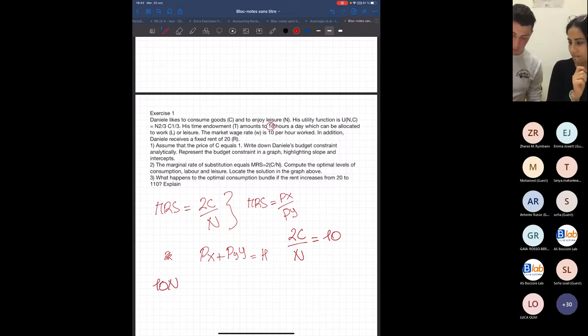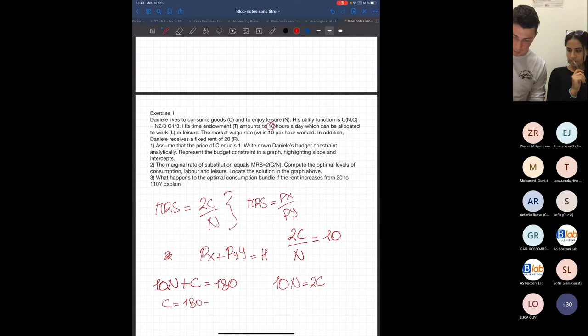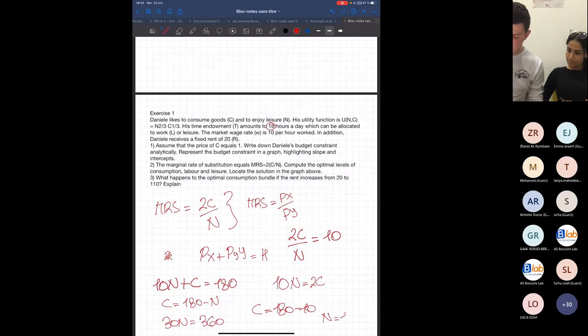Then we bring this into the expression that we used at the beginning when we talked about the budget constraint, and we get that 10N plus C is equal to 180. Since we know, guys, that 2C over N is equal to 10, what we found out is that 10N is equal to 2C, and we can substitute because we know that C is 180 minus N. Therefore, we found out that C is equal to 10N. Substituting, we find 30N equal to 360, N is equal to 12.